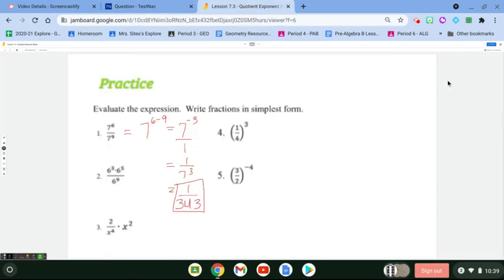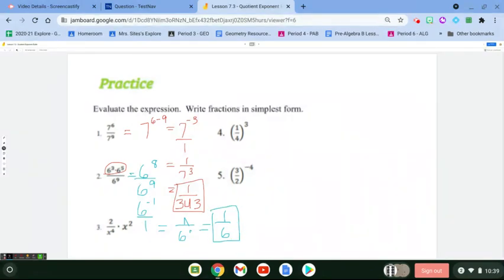For question number 2, first thing, simplify your numerator. So that would give you, keeping your base and adding your exponents together, 6 to the 8th over 6 to the 9th. So I'm going to keep my base and subtract my exponents. So I would get 6 to the -1, put it over 1, and flip it to make it 1 over 6 to the 1st power, which would end up being 1 over 6 for your answer for question number 2.